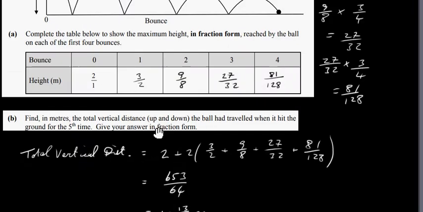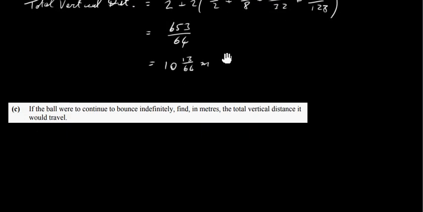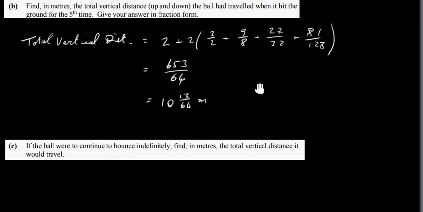So for part C, if the ball were to continue bouncing indefinitely, find in meters the total vertical distance it would travel. So in other words, if the ball were to keep on bouncing continuously on into infinity, what distance would it travel up and down? Well, again, we've got 2 meters to start with, and then we've got to double each of these heights. So it's something similar to this up here, except now this geometric series is going to go on forever.